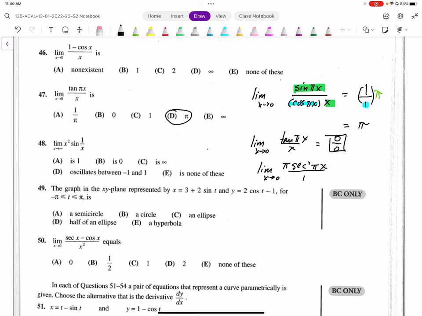Okay, that times pi is from the chain rule, and we can evaluate this. The secant of 0 is going to be 1, so we end up with pi times 1 squared, which is, again, pi.